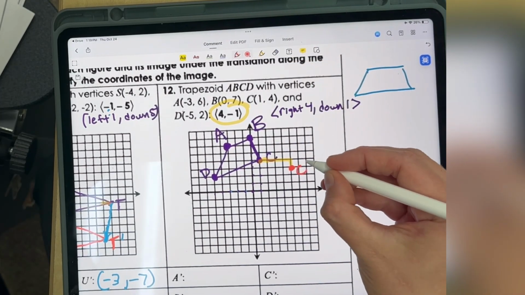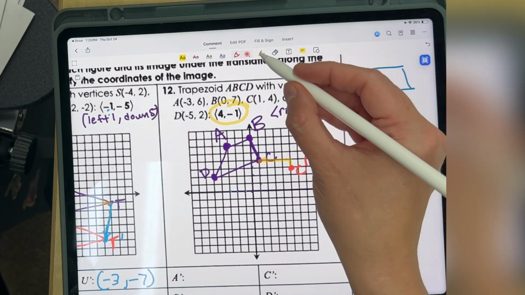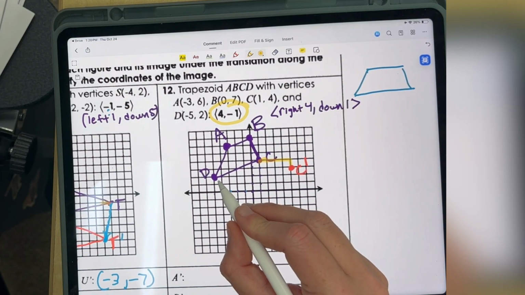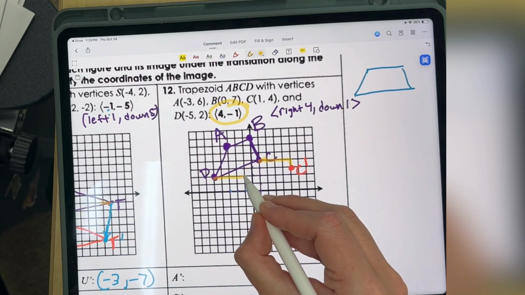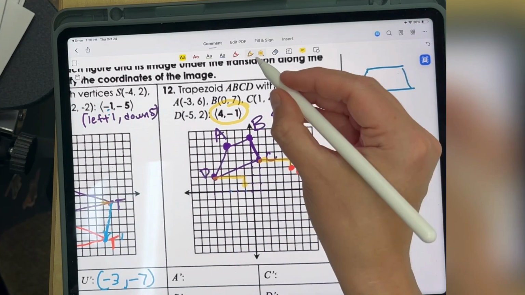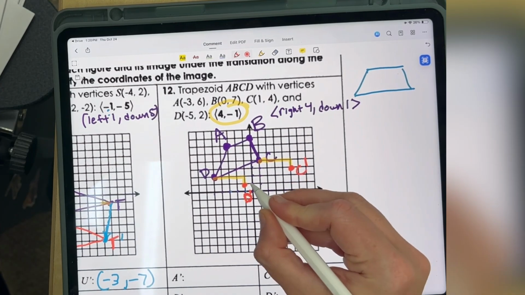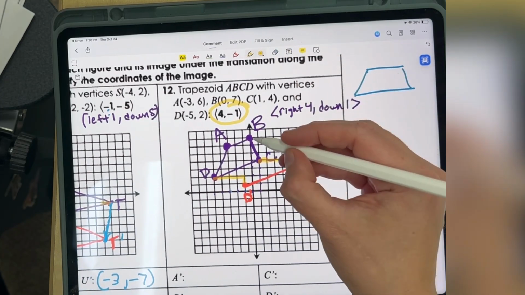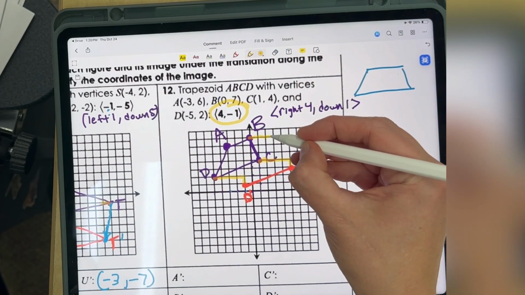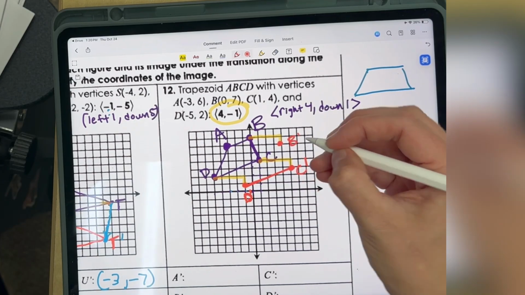Boom, C prime. Okay, the next one's D. Let's do D next. So again, it's right 4, so 1, 2, 3, 4, down 1. Right here, there is D prime. Connect them. Okay, next one is B. Let's do 1, 2, 3, 4, down 1. There we go, there's B prime.